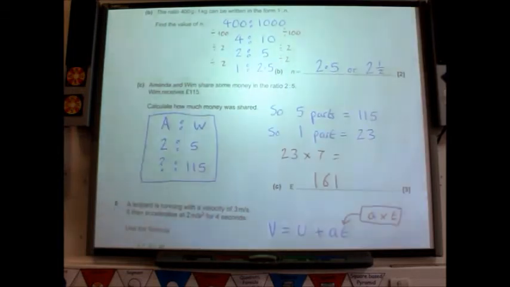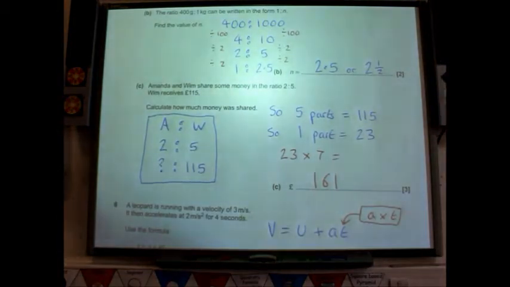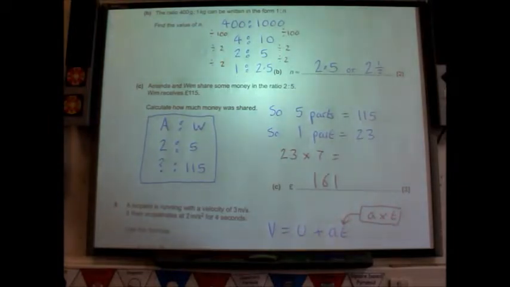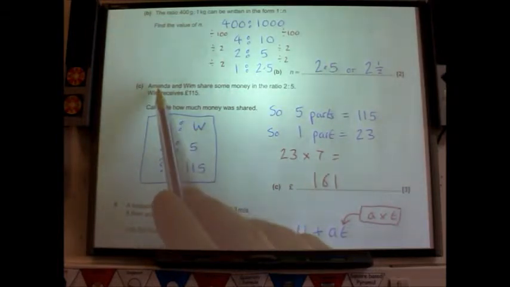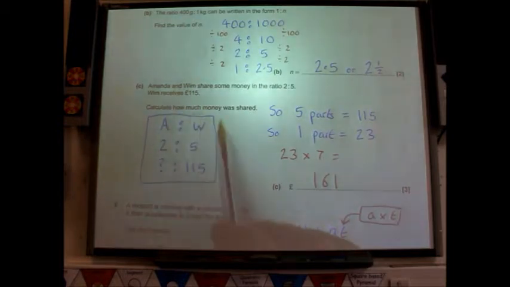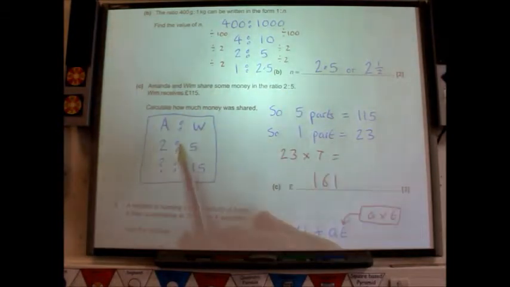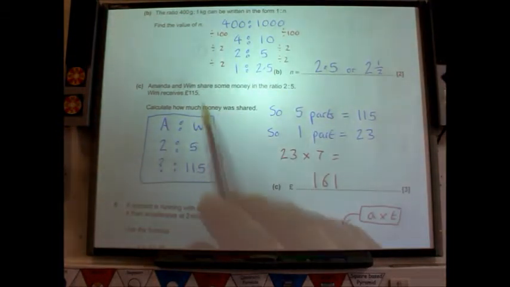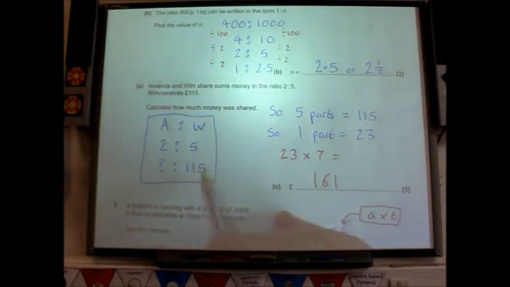Next one, Amanda and Wim share some money in the ratio of 2 to 5. Wim receives £115. Calculate how much money was shared. So this is the way I always set these out. Amanda and Wim, because in the question it's Amanda and Wim, they share some money in the ratio of 2 to 5, so it's 2 to 5. And we're told that Wim gets £115, and we need to know how much money there was in total. So we need to find this figure out, then we need to add them together.